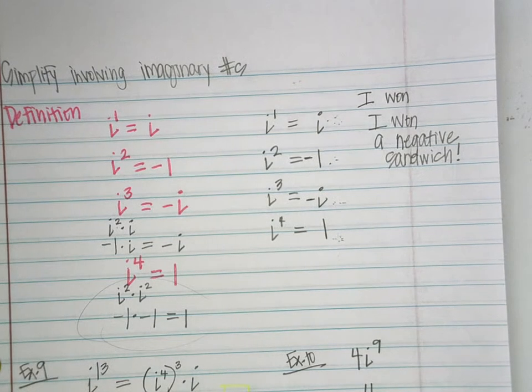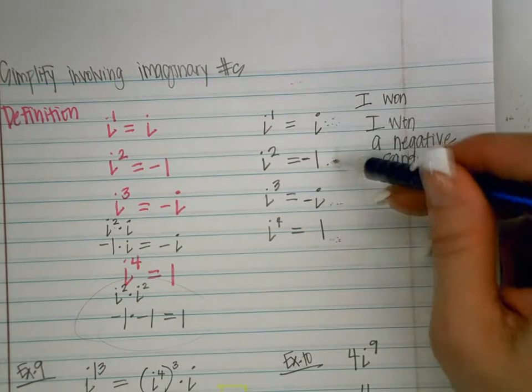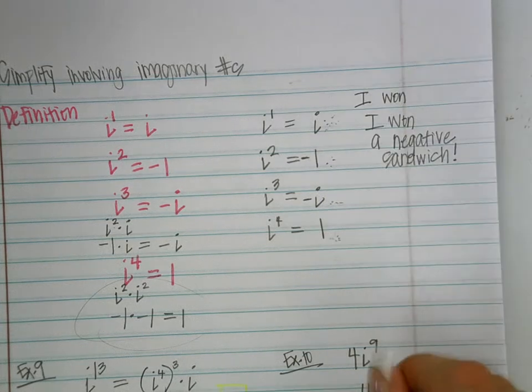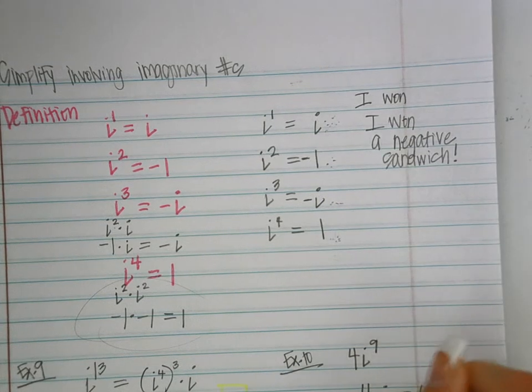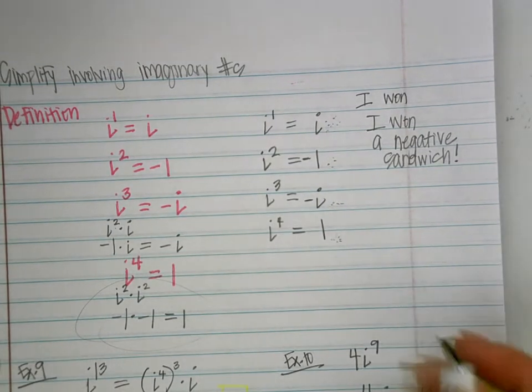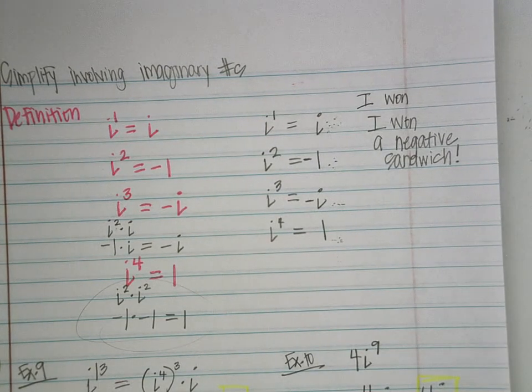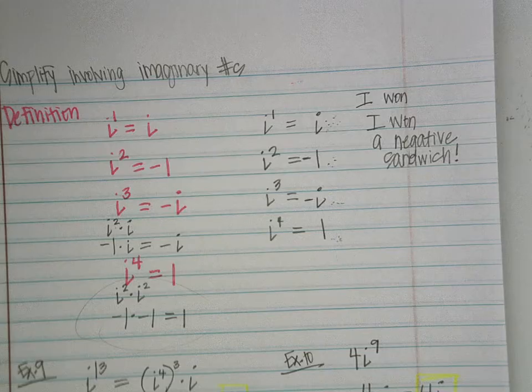So, to the 9th, count it. 1, 2, 3, 4, 5, 6, 7, 8, 9. i to the 9th is i. 4 times i, 4i. That's your answer. It's really supposed to be easy. I'm trying to make it as easy as possible for you. 4i.